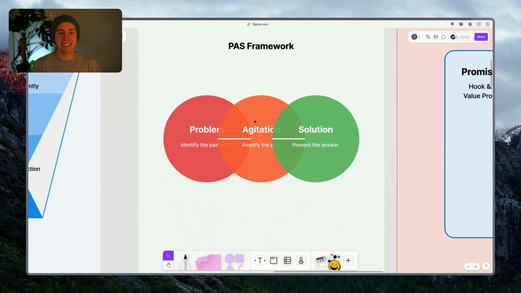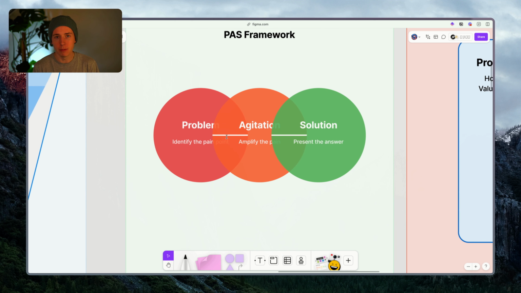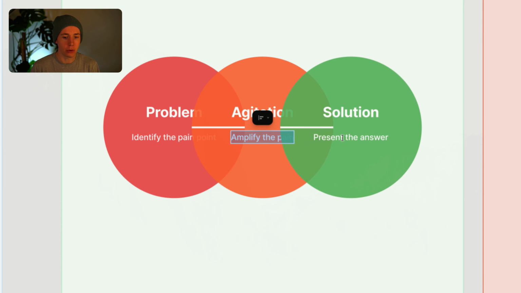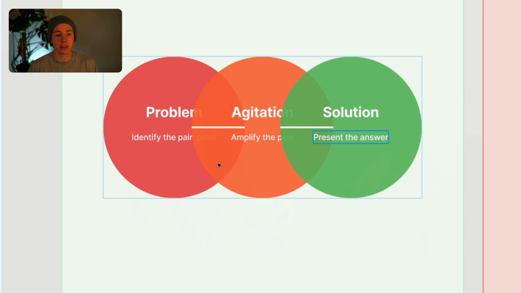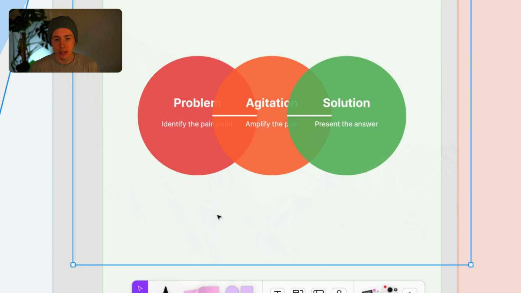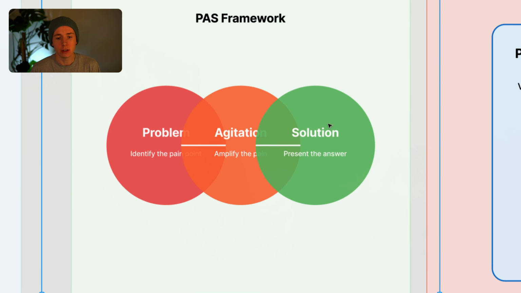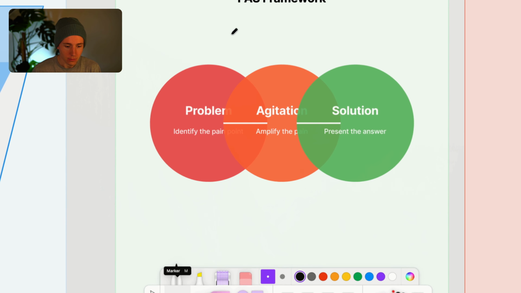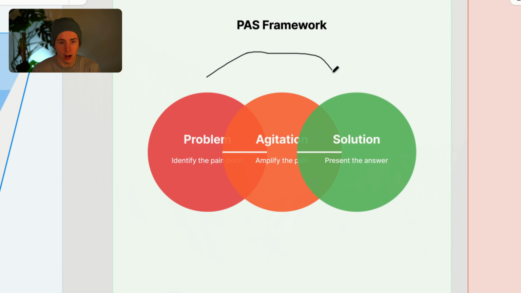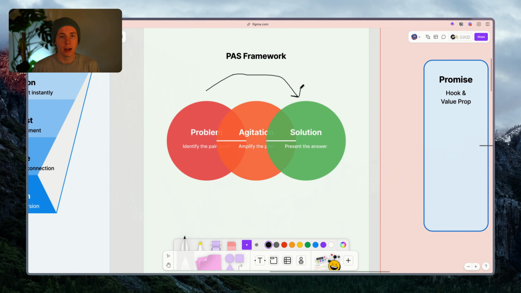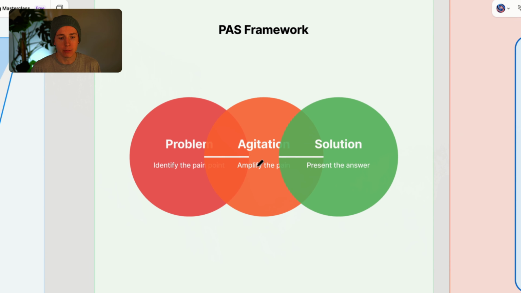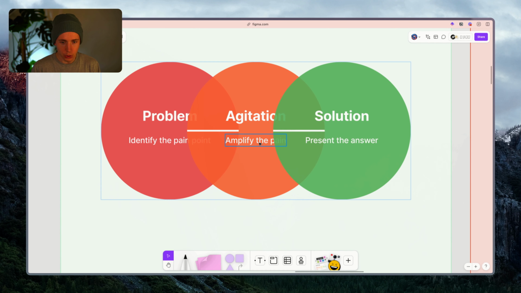So the next framework is the PAS framework. This is the problem, agitation, solution framework. So you're identifying the first pain point, amplifying the pain, and then presenting the answer. This one is a little bit different in that, sure, it's kind of like the bridge. If you look at it this way, you're going from the problem, bridging to the solution. But there's a little bit more context here on how you're actually making that bridge from problem to solution, right? You're doing this by amplifying the pain.